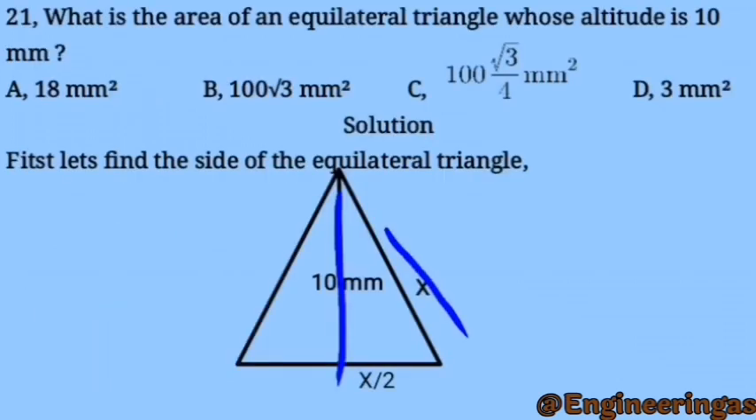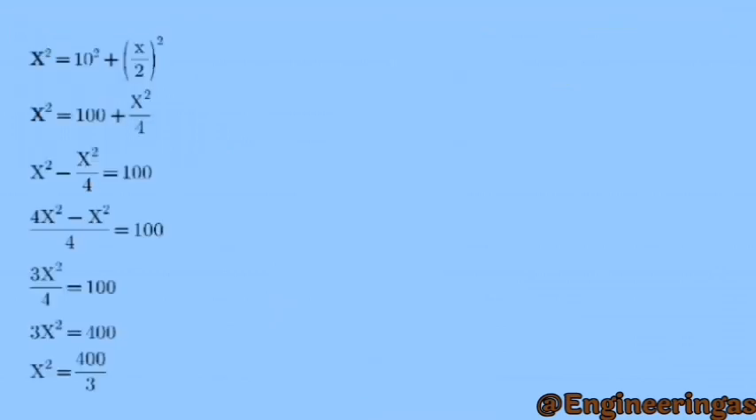This side square plus this side square equals to this side square. Okay, x squared equals to 10 squared plus x over 2 squared. So we can simplify this. X squared equals to 100 plus x squared over 4, so x squared minus x squared over 4 equals to 100. Then 4x squared minus x squared over 4 equals to 100. Then it will be 3x squared over 4 equals to 100, and 3x squared will be 400, because 4 times 100 is 400. Then x squared equals to 400 over 3.